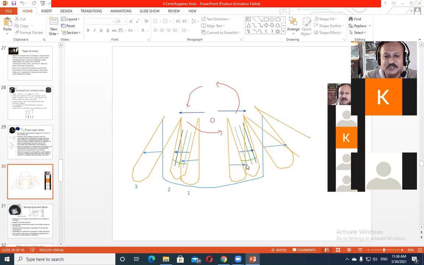Here the distance that the sample components will travel from one side of the tube to the other side, that is the maximum distance traveled by the particles, is very small compared to the fixed angle rotors we have seen in this case or this case, where the particles have to travel a little longer. The advantage of the vertical tube rotor is that the particles have to travel a smaller distance.